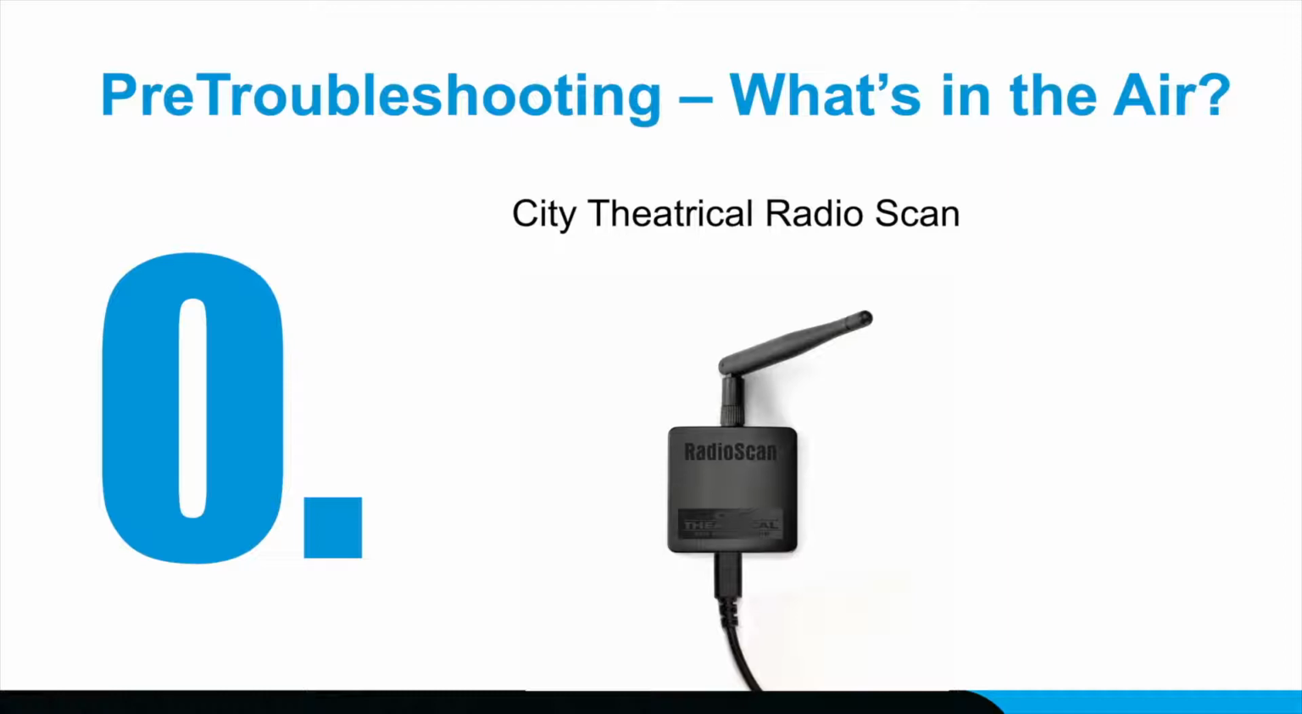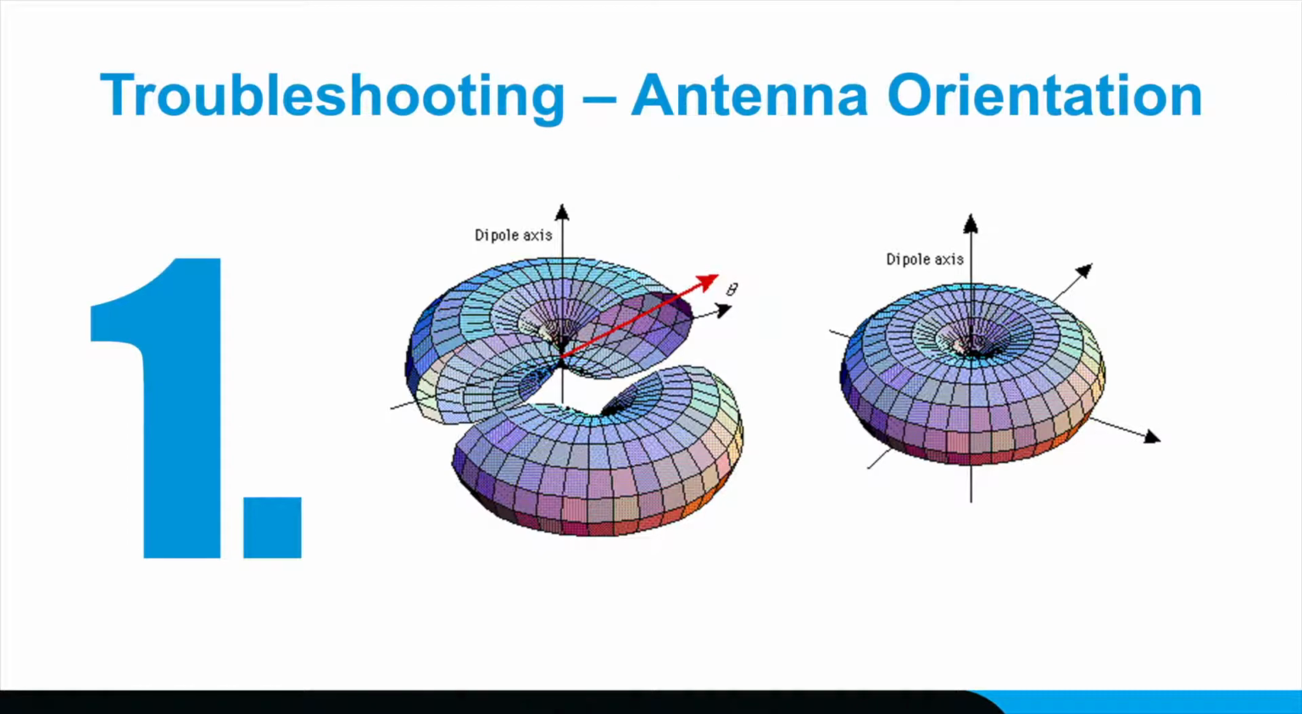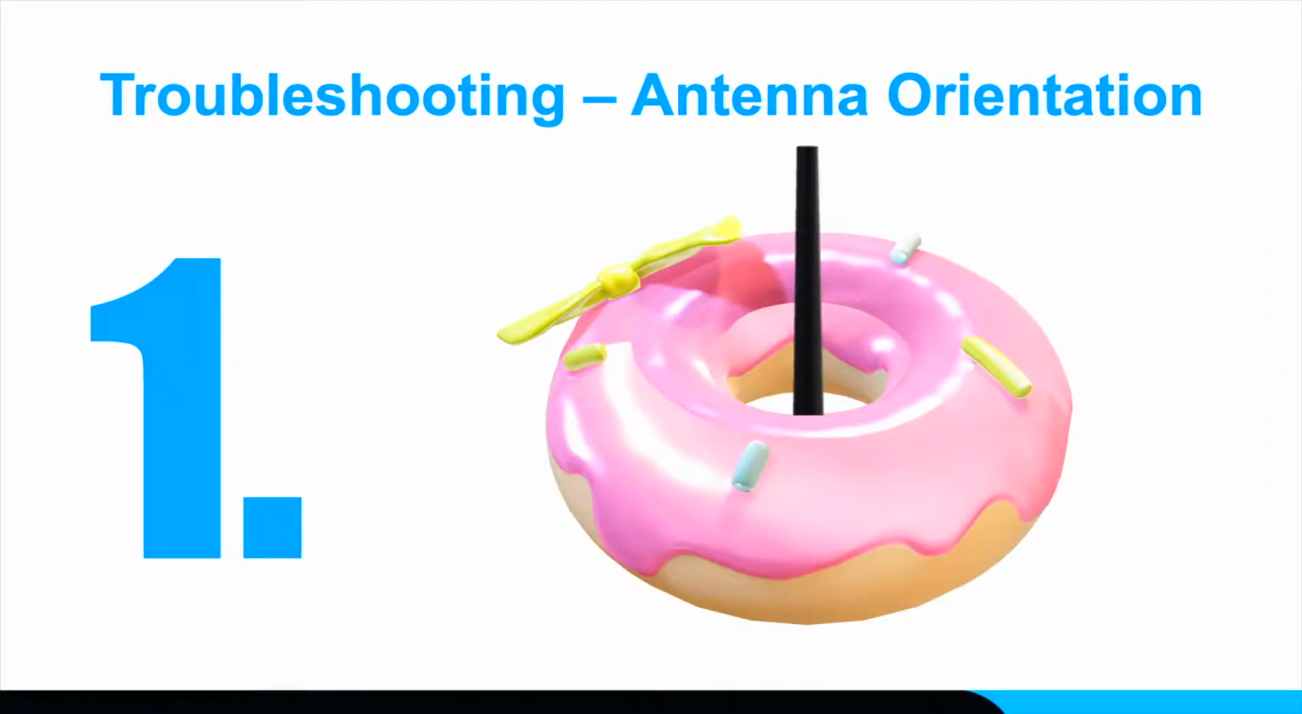Just a few pre-troubleshooting things. You've got the City Theatrical radio scan tool. This is a really useful tool for doing site surveys, finding out what else is in the area, so you can adjust your setup to get the best performance you can and avoid any interference. One thing to note on the antennas is they are omnidirectional. This means they create a donut-shaped band of radio, and that donut needs to overlap with the other donut.